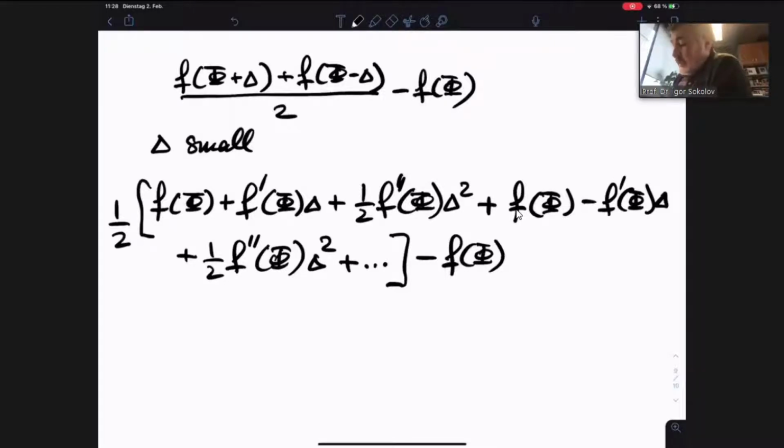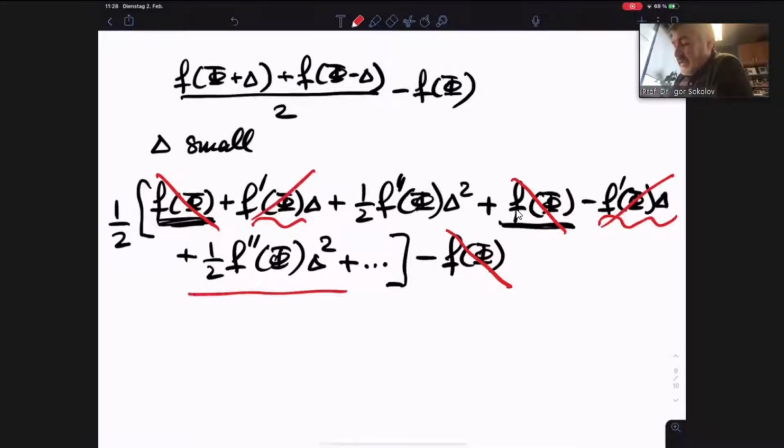Now let's have a look what happens here. I have this f of phi and this f of phi with 1/2. It gives me f of phi with plus, and this guy is with minus. So these three terms cancel out. Now let's look here and let's look here. They have the opposite signs, so they cancel out. So what stays in the lowest order is this guy with the second derivative.